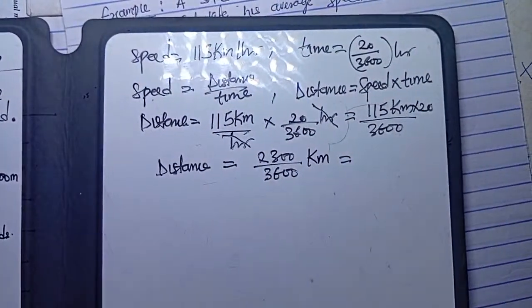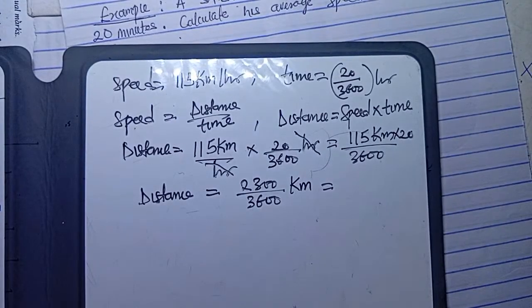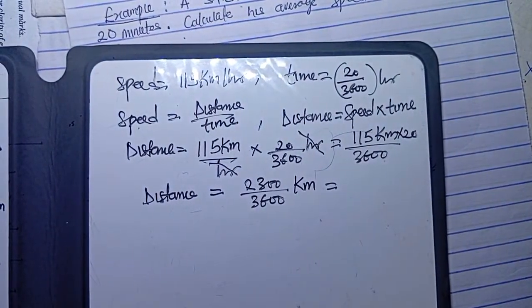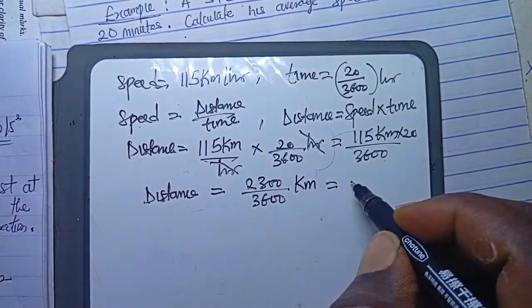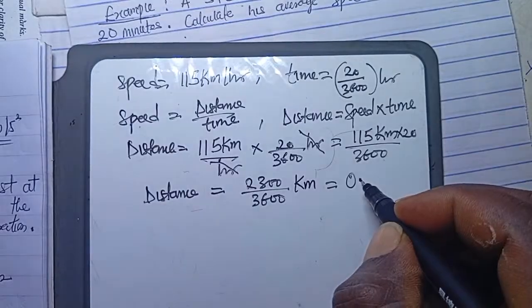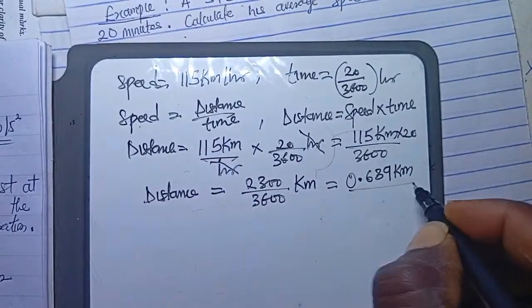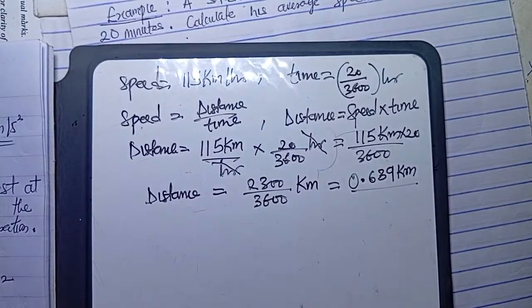So our final answer will now give us, from here, 0 point. Please press it on the calculator also for you to be accurate. So try to press it on the calculator so you can be accurate also.